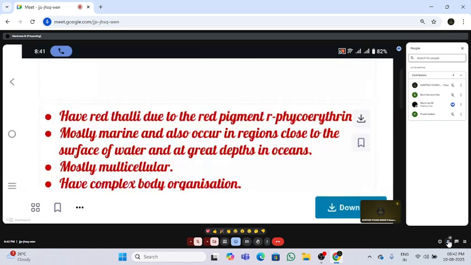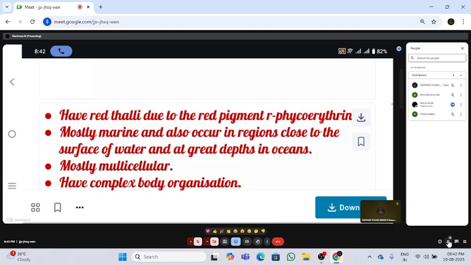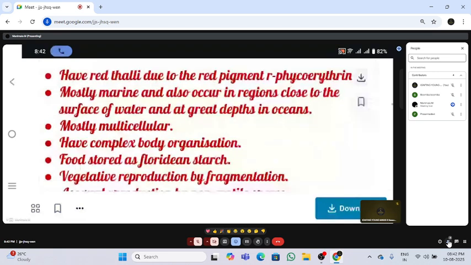Red algae, Rhodophyceae, are majorly present in the marine and deep sea of the ocean, and some can also be seen in fresh water. Next is thallophyta. The thallus is majorly multicellular, with complex body designs. The plant body is made up of Floridian starch, the reserve food material. The cell wall has an outer layer of pectin and an inner layer of cellulose.